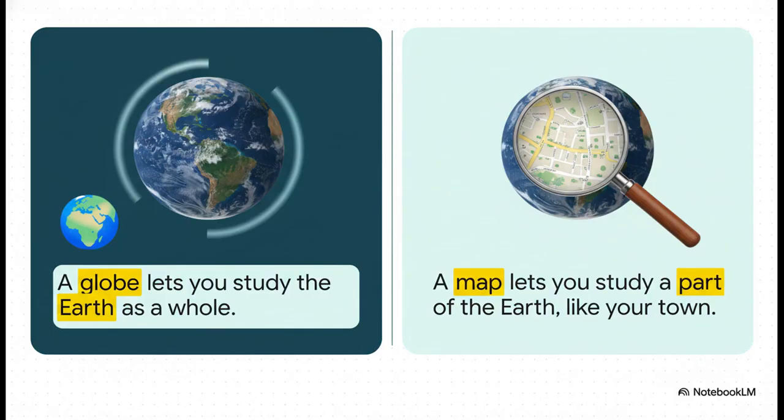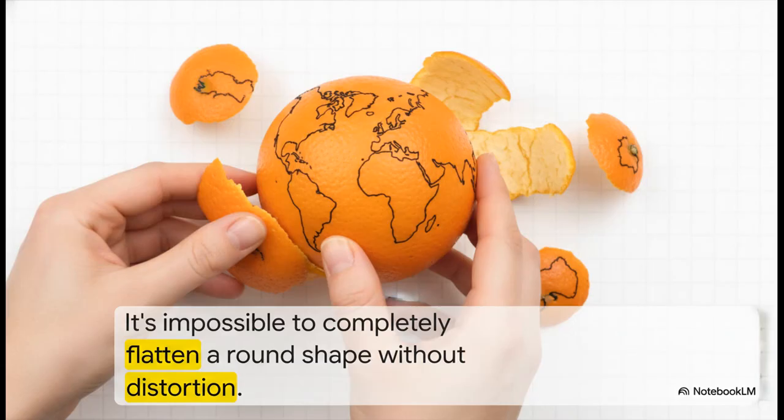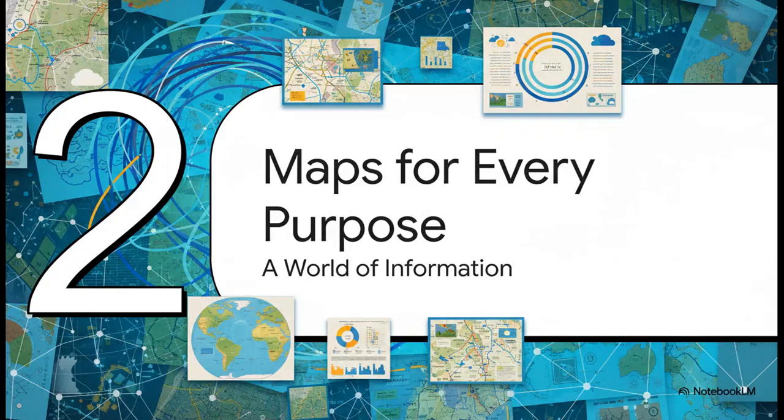So think of it like this. A globe gives you the Earth in all its beautiful, round, 3D glory. A map basically takes a slice of that globe and flattens it out so you can zoom way in on the details that actually matter to you, whether that's a whole country or just your own neighborhood. But here's the catch. Have you ever tried to flatten out an orange peel? You can't do it without it ripping or stretching in weird ways. Well, that is the exact same challenge that map makers, or cartographers, face every single day. How do you take a round planet and put it on a flat piece of paper without messing it all up?